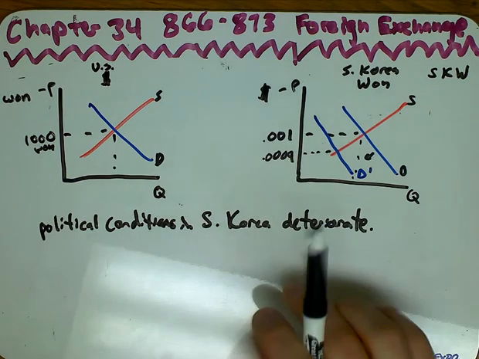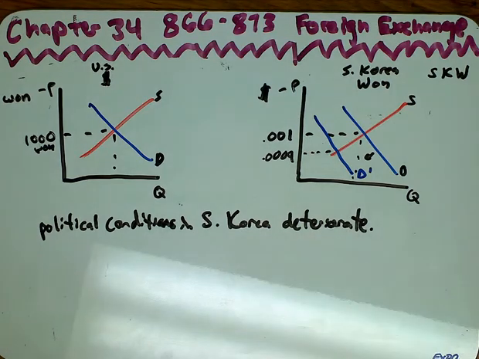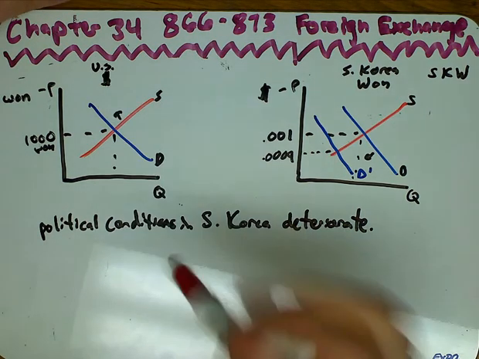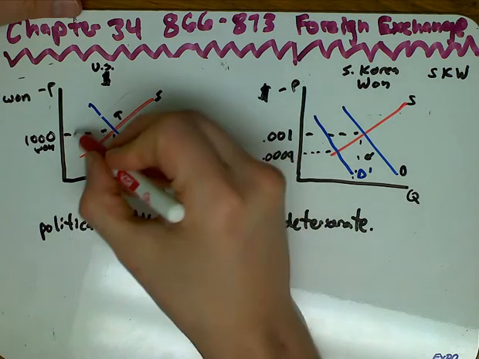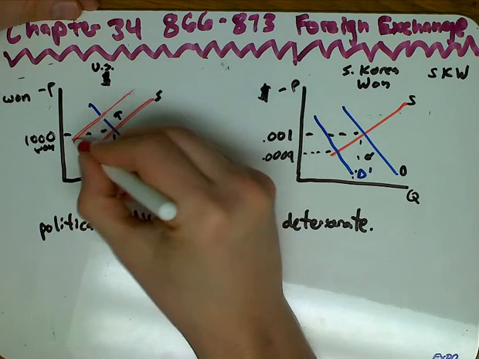But this isn't the only thing that happens. The reason why we draw these graphs back to back is that by demanding less won, you are inherently supplying less dollars. Like these two things have to happen. You can't just have one and not the other on these foreign exchange graphs.